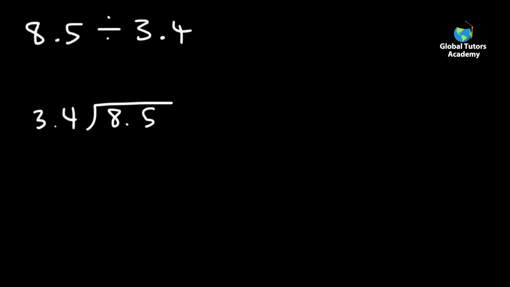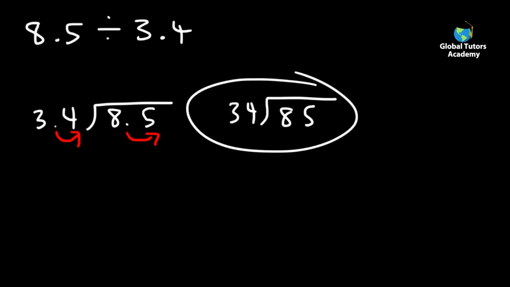Now, it may not be the best thing to do long division right now. So what we need to do is adjust this expression. Let's move the decimal point 1 unit to the right for both numbers. It turns out that 85 divided by 34 is the same as 8.5 divided by 3.4, so we're going to focus on doing long division here.